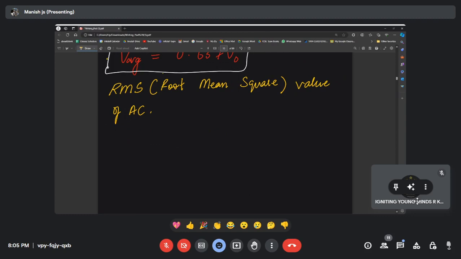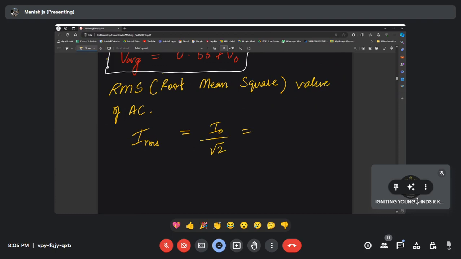Whenever you have a resistive component connected to the AC supply, there is a heating effect that it experiences. So the current that is involved during that process, we call it the root mean squared value, sometimes also called the virtual value of AC. This value is given by I RMS, which is expressed as I naught upon root 2.